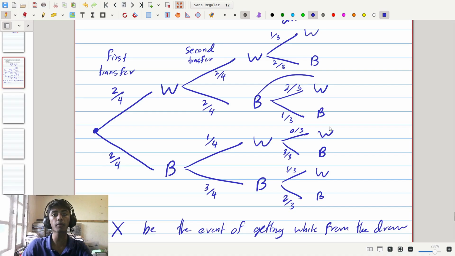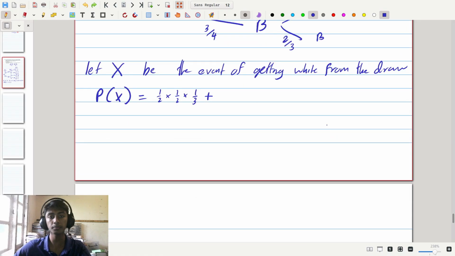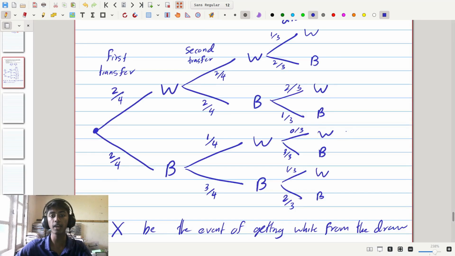So therefore, the probability of that happening is going to be 1 over 2 times 1 over 2 times 2 over 3 plus. And then we go to the next one. For the next one, we have this white right here, and we can see immediately 0 over 3 here, meaning that this white will never happen, but we'll still write it out.